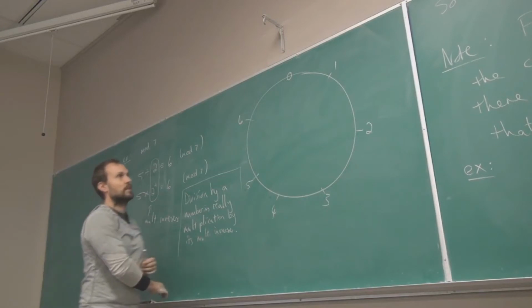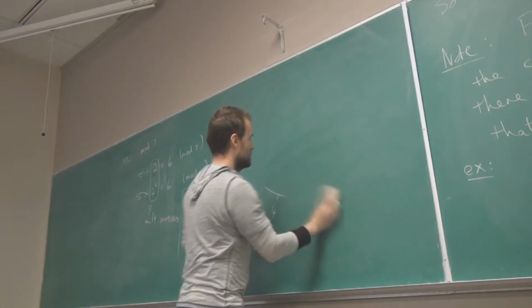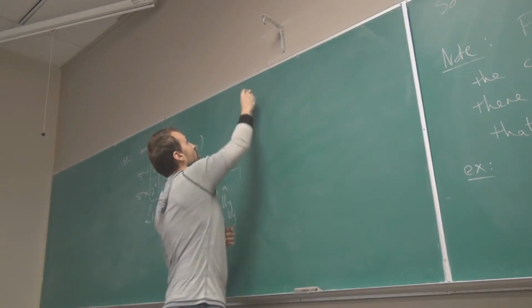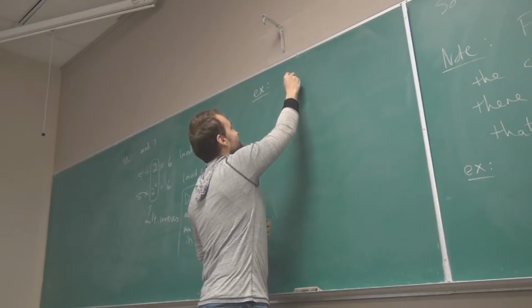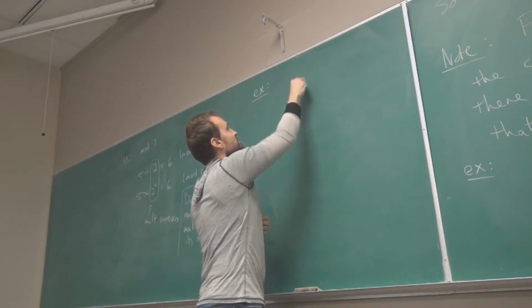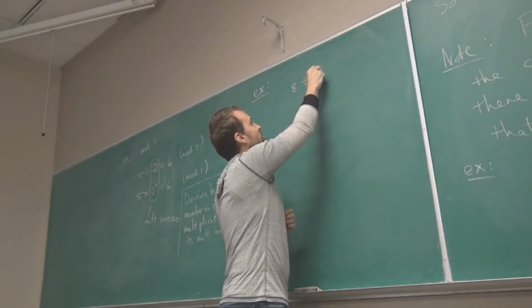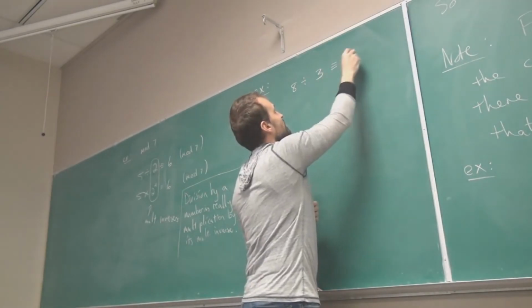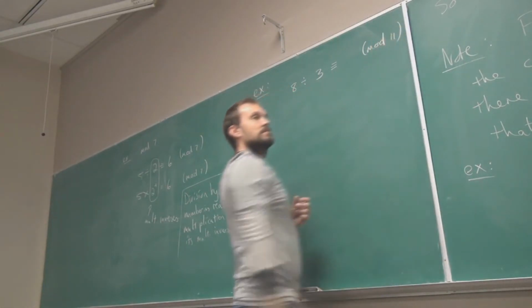Let's do another completely random example. Give me a random number. 8. 8 divided by another random number. Small, let's go small. 3. And let's go mod 11. Why not?